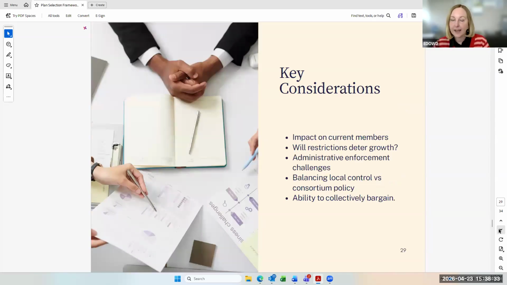So we didn't create this in a vacuum. We were very considerate of our current members. We had a working group of active members looking at this and how it would impact their municipality. The executive committee discussed it several different times. We also wanted to make sure it didn't restrict us so much that it deterred growth in the future. We wanted to make sure we could enforce it and administrate it effectively and efficiently. And we wanted to make sure that you at the local level still had control and flexibility within our policy and the ability to collectively bargain.